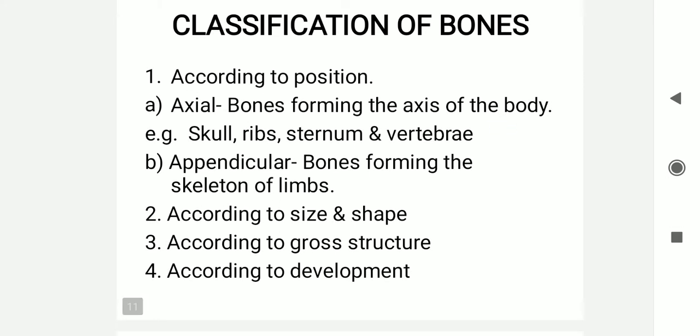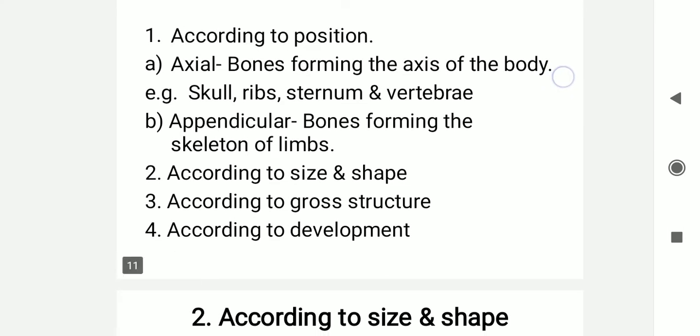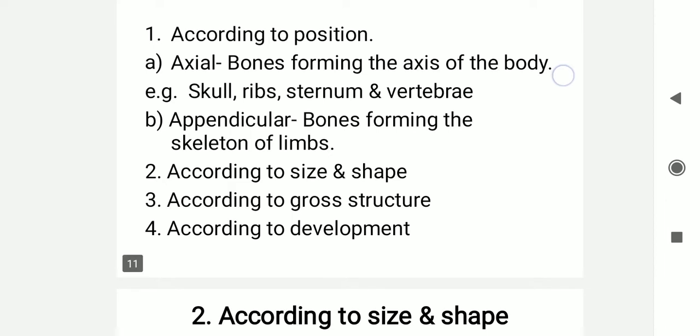Now we will discuss regarding today's main topic, that is classification of the bone. First, according to position, second according to size and shape, then third according to structure. According to structure, that is gross and microscopic. Then the last one, that is according to development.